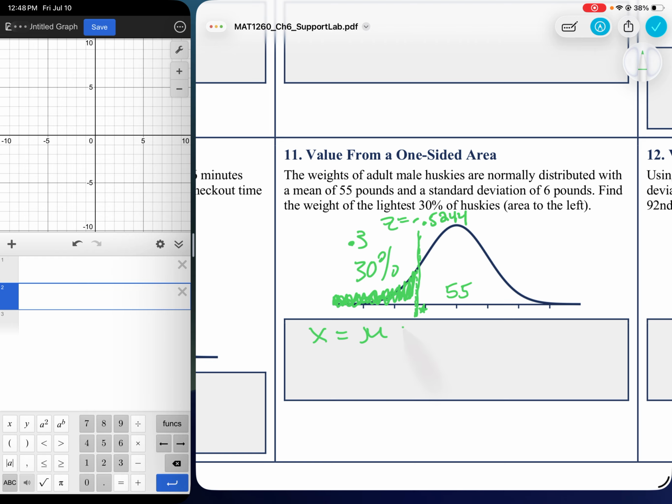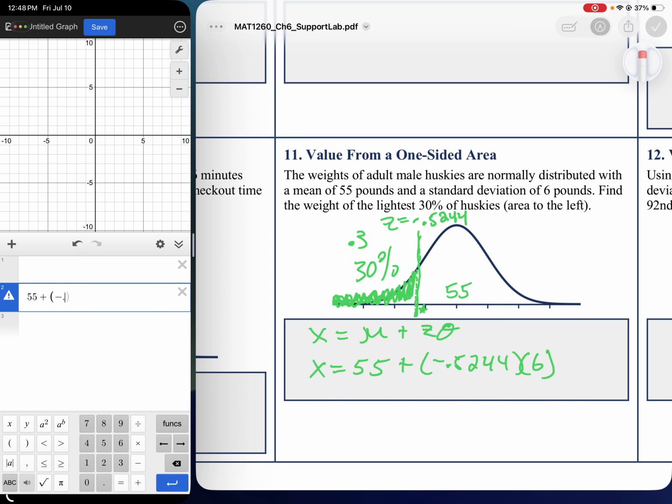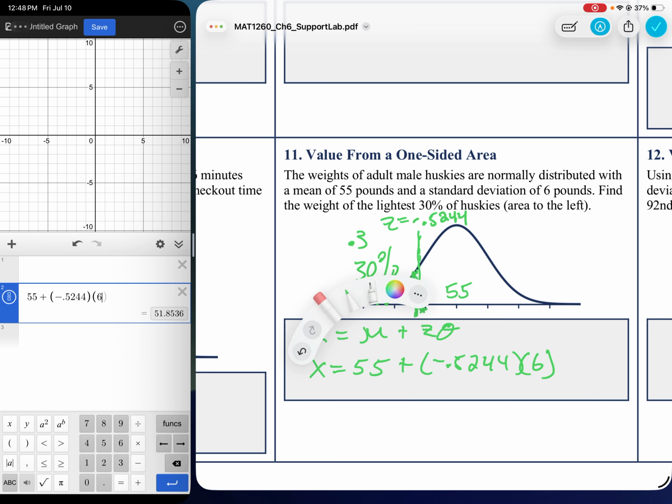And we do that by taking the mean plus the z-score that's connected to the left tail probability we want times the standard deviation. So this will be 55, the mean of the population we're dealing with, plus the z-score we just found, times the standard deviation given in the problem. We'll type that into Desmos, plus negative 0.5244 times 6. And we will get that a husky that weighs 51.9 pounds or less will represent the lightest 30% of the huskies.